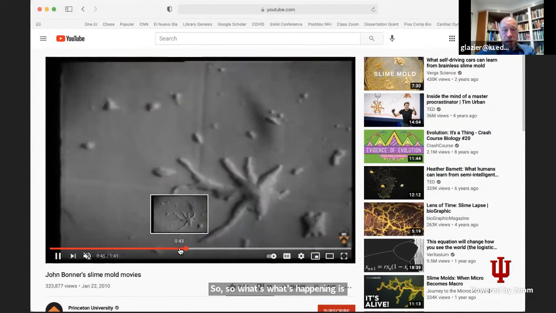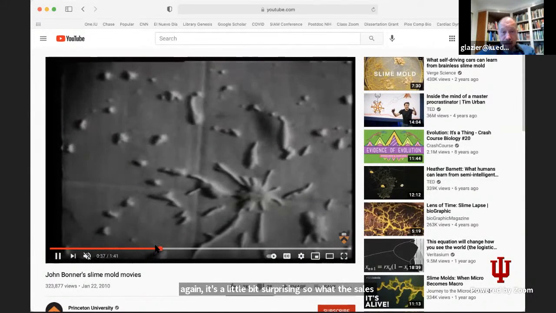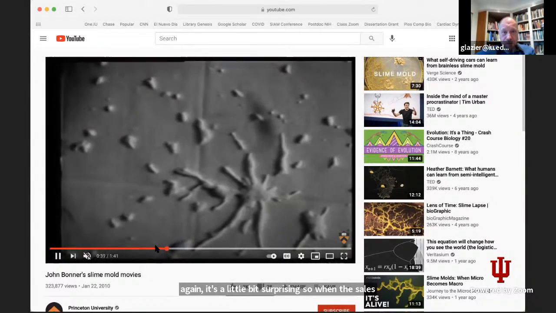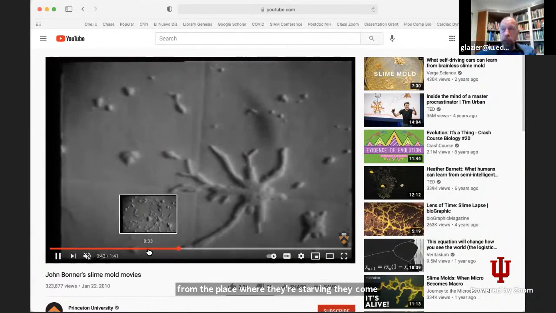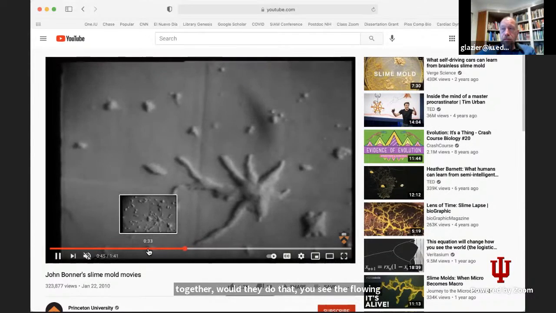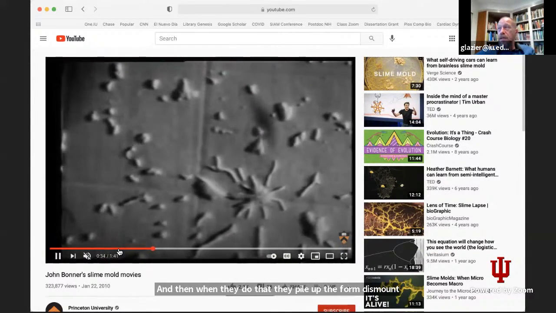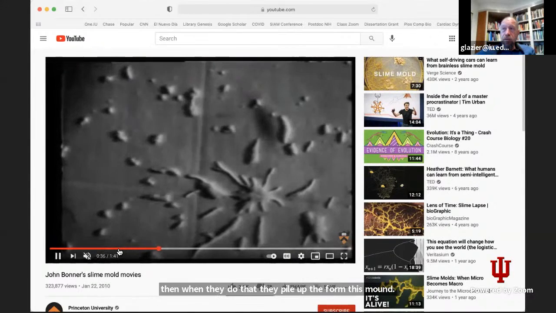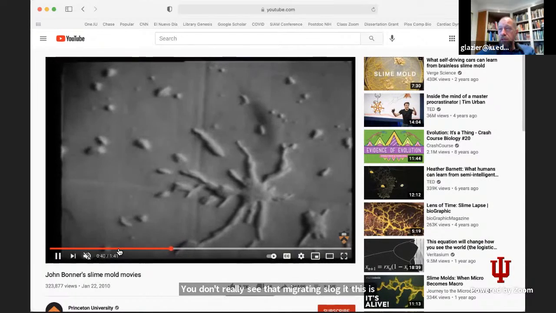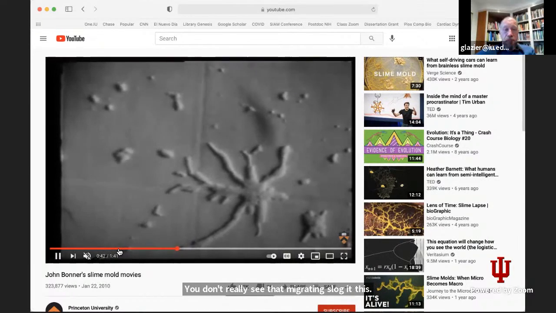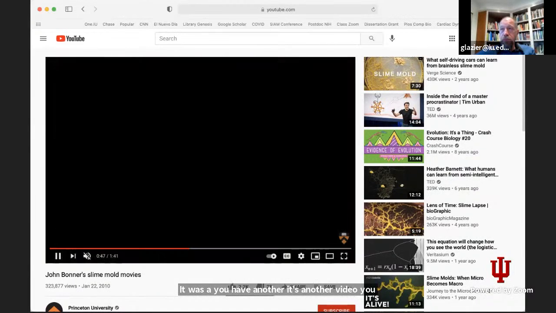Cool. So what's happening is that, again, it's a little bit surprising. When the cells starve, they send out a signal, and instead of running away from the place where they're starving, they come together. When they do that, you see them flowing together here. And then they pile up to form this mound. You don't really see the migrating slug in this video. There's another video you had where it showed the slug migration.